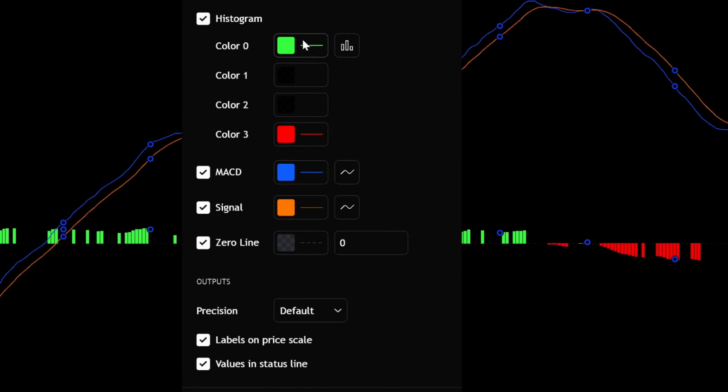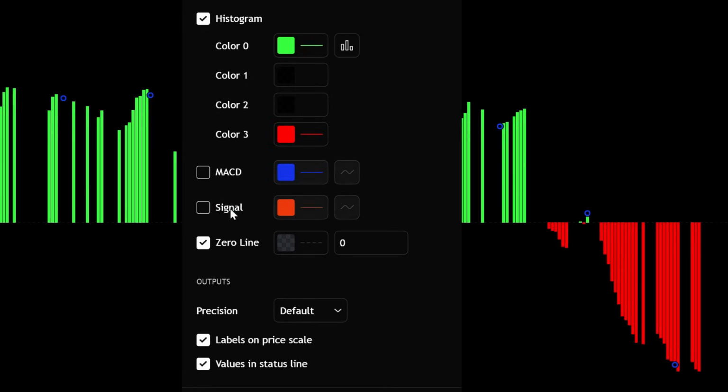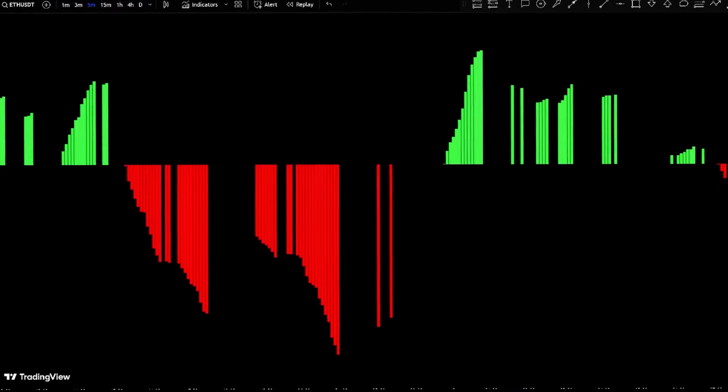Also turn off the MACD line and signal line. We're just using the histogram for this strategy. Finally, make the 0 line more visible. This is the dividing line between bullish and bearish momentum, so we want it to stand out. Boom, our custom MACD is ready. Now, how does this custom MACD fit into our trading plan?